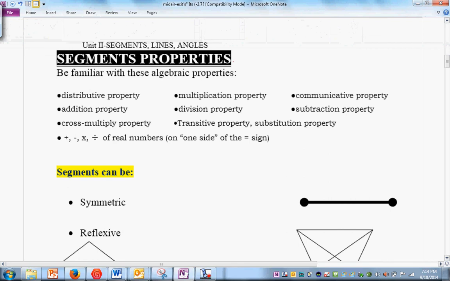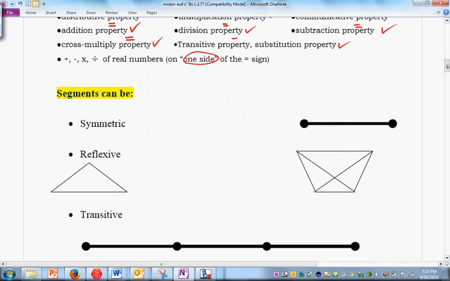Before we review segment properties, you need to be familiar with these algebraic properties: the distributive property, the addition property, the cross multiplication property, the multiplication property, the division property, both the transitive and the substitution property, the commutative property, and the subtraction property. You should also know the difference between the addition, subtraction, multiplication, and division of real numbers, which work on one side of the equal sign, versus the addition and subtraction properties, which all involve working on both sides.